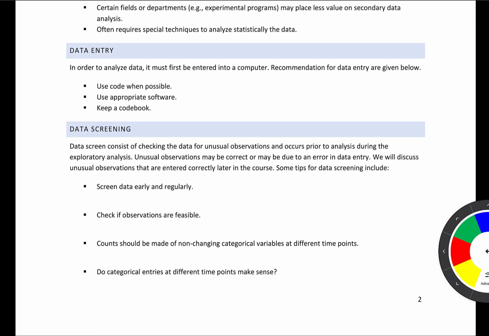All right, so next we're going to talk just a little bit about data entry. In order to analyze data, you've got to enter it into a computer. So no matter where you pull this data from, whether it be primary or secondary, at some point you're going to have to read it into the computer and get it into the software. So a couple recommendations for data entry: use code when possible. In other words, don't have really long descriptions for your categorical variables, code them instead. Use appropriate software, and keep a code book. You always want to have a code book, because if you're going to use codes, you need to know what those codes relate back to.